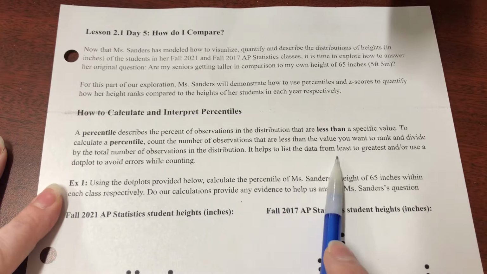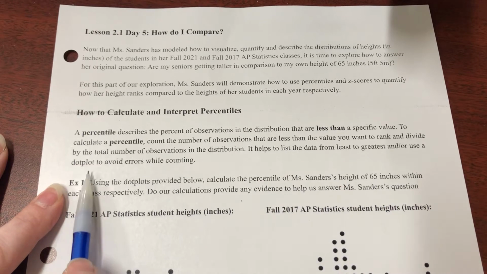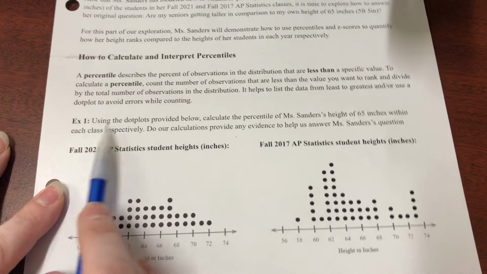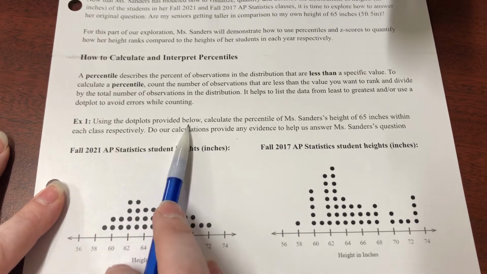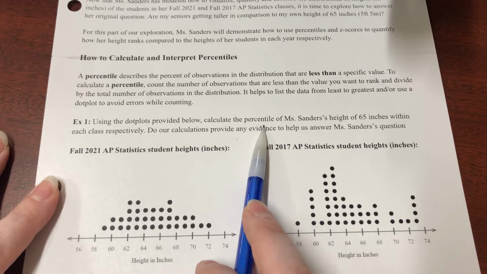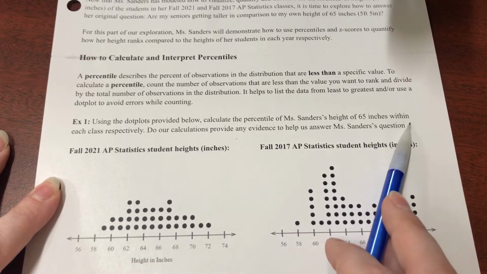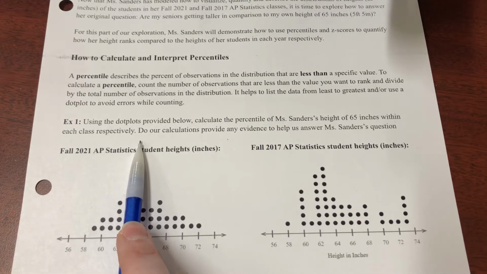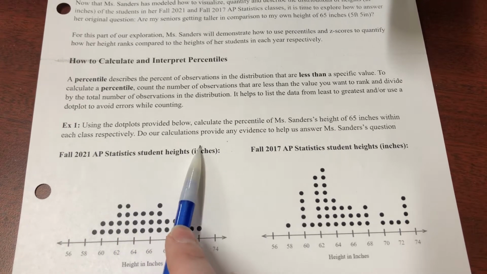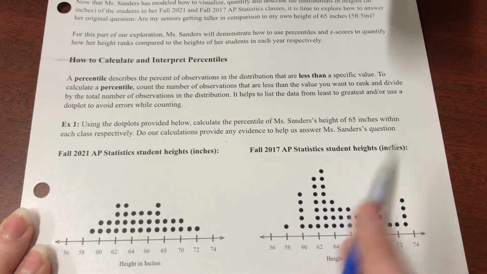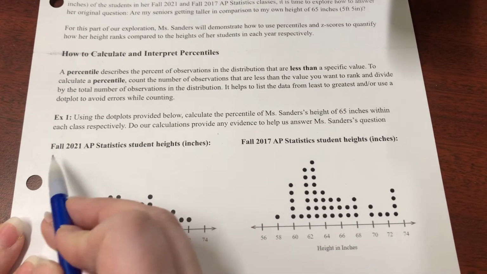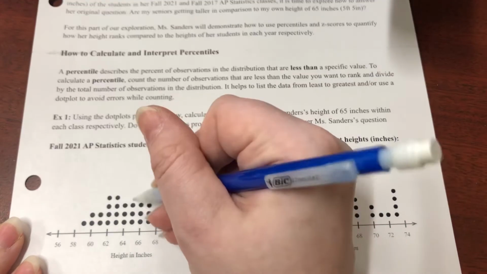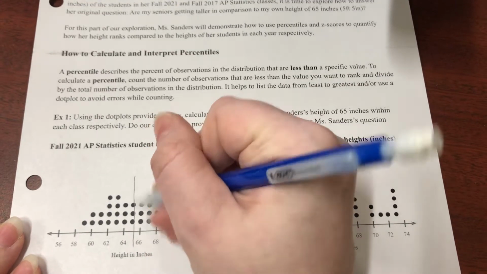It helps to list the data from least to greatest and/or to use a dot plot to avoid errors while counting. In our example, using the dot plots provided below, we're going to calculate the percentile of my height of 65 inches within each class respectively, and then answer whether or not our calculations provide any evidence to help answer my question.